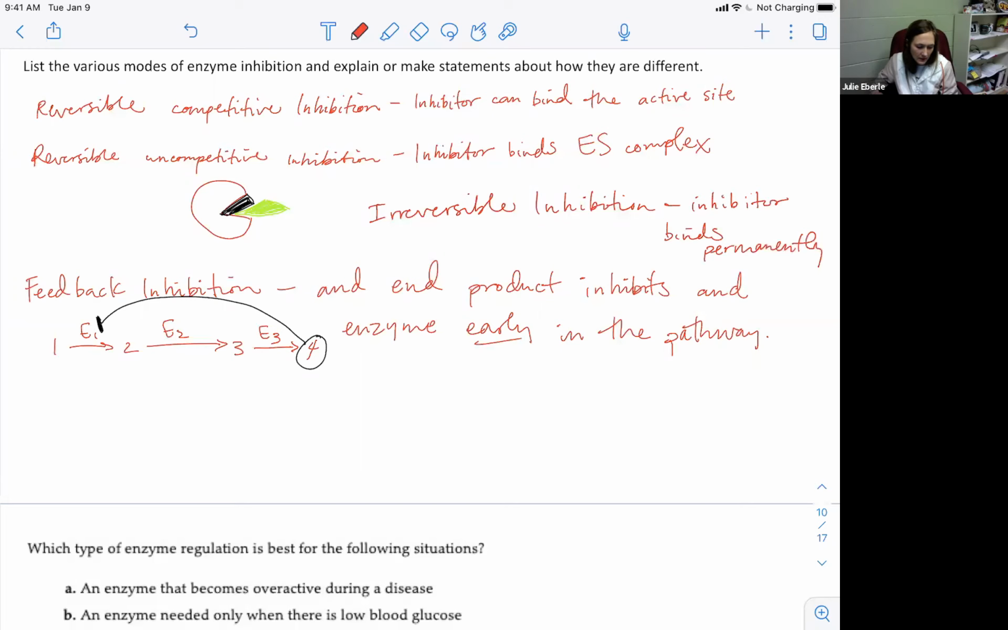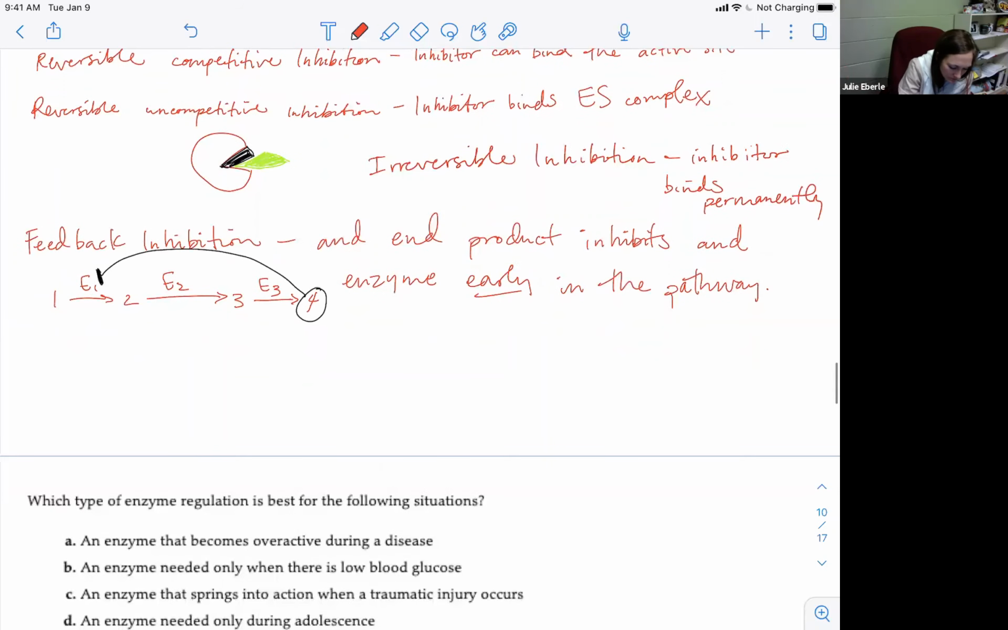And any other kinds? Still got a few more. They're negative allosteric. So we've got allosteric, we've got negative and positive. All right, so negative. A negative regulator, what happens here?